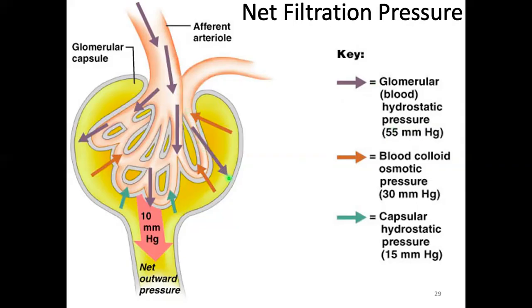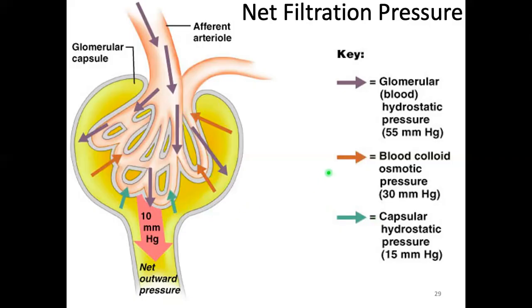Hydrostatic pressure is forcing fluid out. Then you have two opposing pressures. When that fluid hits the Bowman's capsule, you bounce back. And so that bounce back pressure is called your capsular hydrostatic pressure. So that's your green line, or your green area, capsular hydrostatic pressure, right? And that's 15 millimeters of mercury.